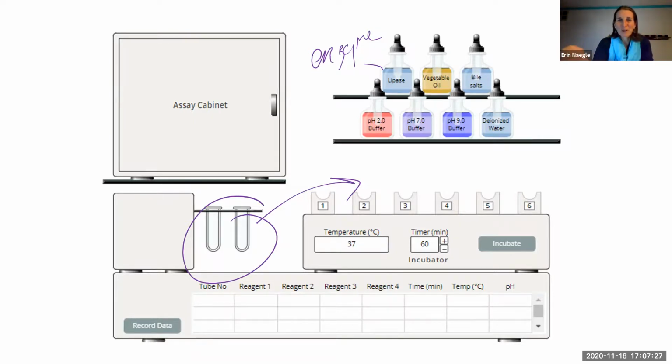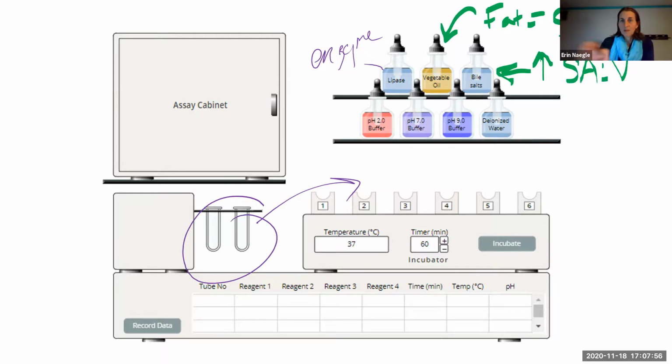Okay, vegetable oil. What's that? What do we need that for? That's our fat, right? So that is our fat source. That's where the triglyceride is. And so that is our substrate, the reactant that's going to go into the active site of our enzyme, the lipase. Bile salts. Yeah, that should increase our surface area to volume through emulsification. So if we add bile salts, what would you expect to happen to our chemical reaction rate? Is it going to increase or decrease? Okay, that's the top shelf.